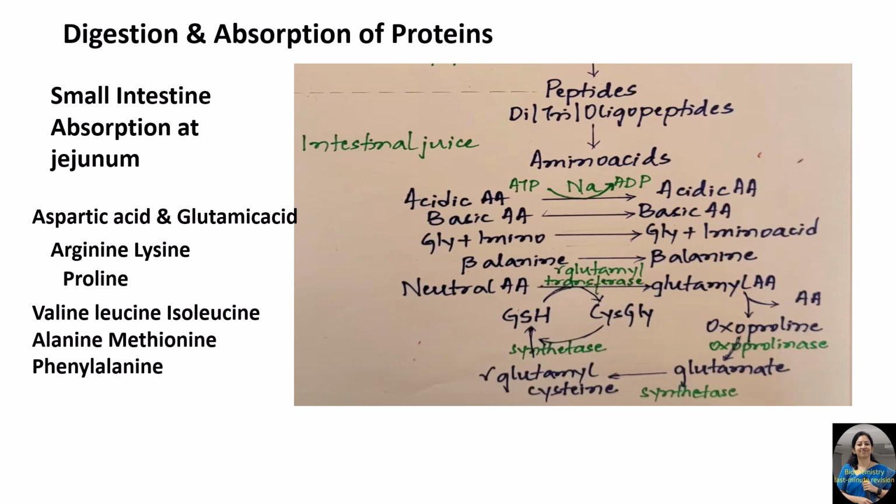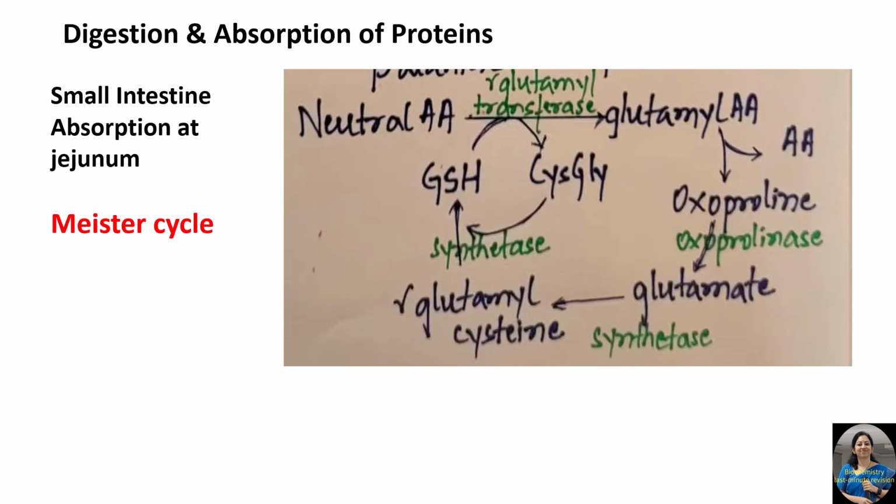For the neutral amino acids, we have a separate transport mechanism, and the cycle involved in transportation of neutral amino acids, valine, leucine, isoleucine, alanine, methionine, and phenylalanine, is known as the gamma glutamyl cycle. The cycle is as follows. The neutral amino acids combine with reduced glutathione. Glutathione is a tripeptide made up of gamma glutamate, cysteine, and glycine. The glutamyl group is transferred to the amino acid, and they become glutamyl amino acids. Now, the glutamate gets converted to oxoproline, releasing the amino acids, which enter into the blood circulation.